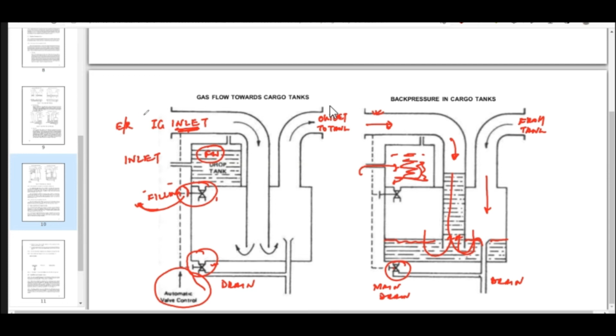Now again, when the pressure increases, first your drain valve is going to open to drain out everything, and your filling valve is going to shut so that the drop tank is full of the liquid. The drop tank is full of the liquid. The top tank is called the drop tank.